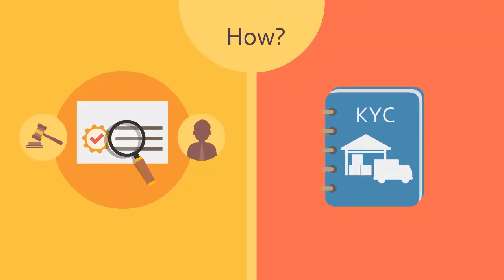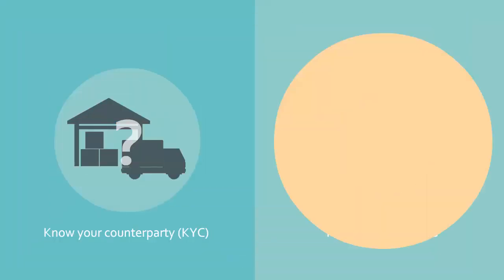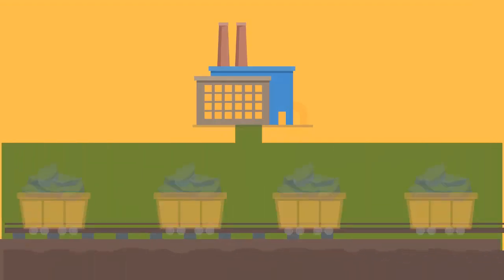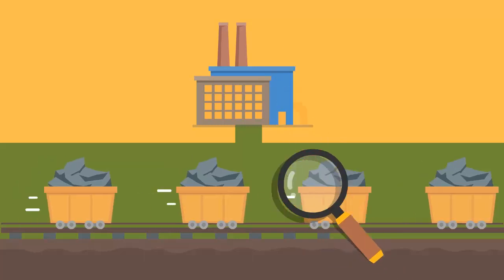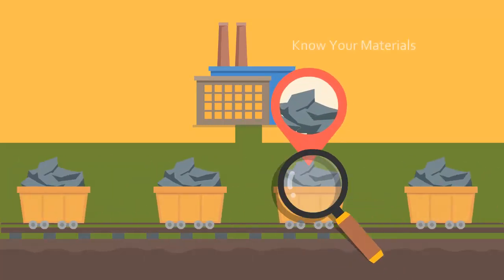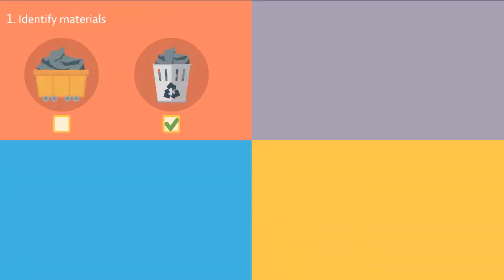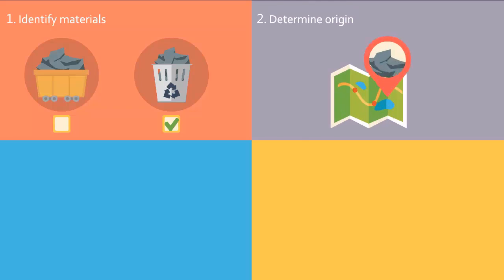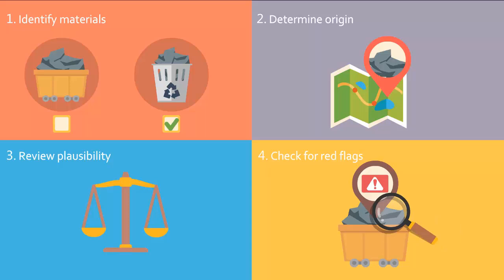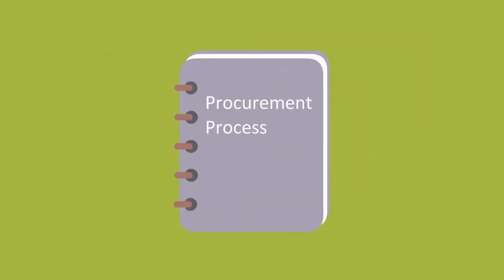Conduct Know Your Counterparty on all direct suppliers each year. Then, you need to conduct due diligence for each transaction to verify the source of the materials. We call this Know Your Materials. There are 4 parts to this process: identify materials, determine origin, review plausibility, and check for red flags. Include Know Your Materials in your procurement process for each transaction.